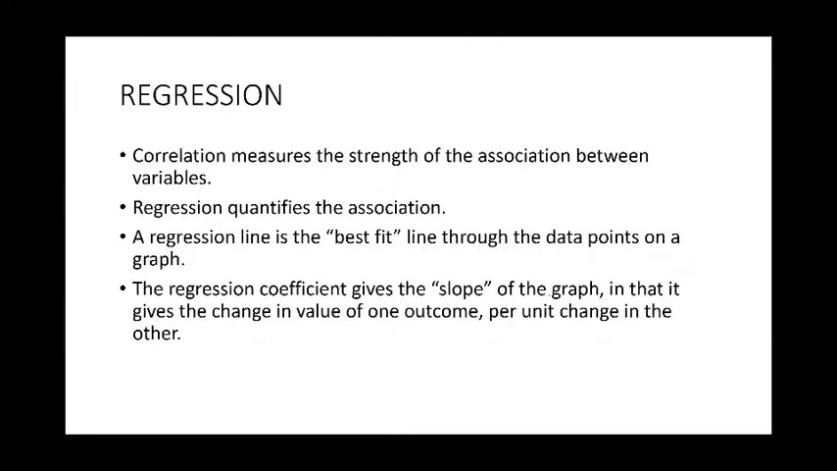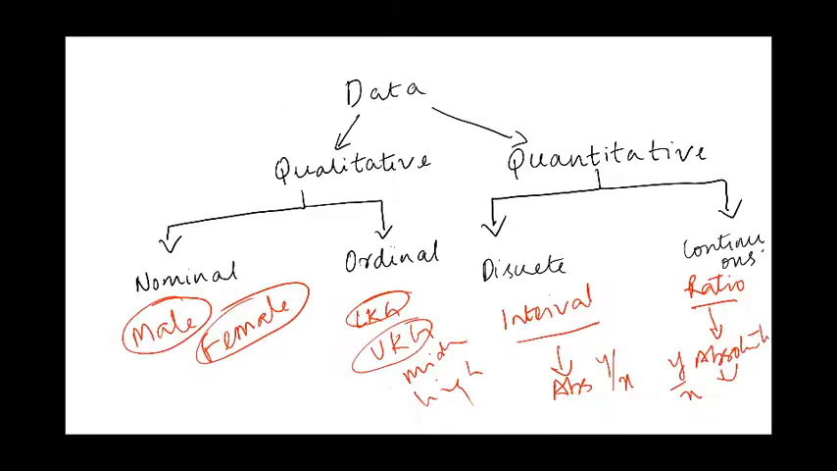So now we come to regression. So anyway, for ordinal data and for quantitative data which is not normally distributed, we use the Spearman correlation coefficient. However, if it is quantitative data which has a normal distribution, we use Pearson.